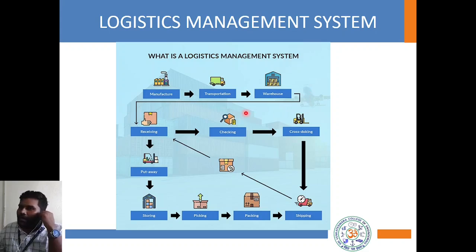So the logistic management system is an elaborated view over here. As we said, we have received a product as raw material. From there, your manufacturing is started. From the manufacturing phase, transportation occurs where it is sent to the warehouse. In the warehouse system, it is received, right? Once received, it is either checked and cross-docked and directly sent to shipping. So this is one path.